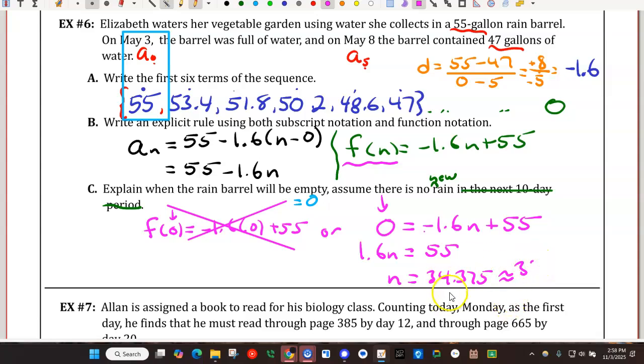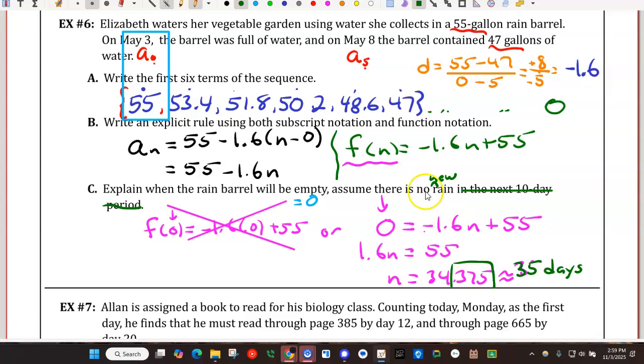After 34 days, how much will be left? Yeah, if we use 34 days, there's still going to be this much left, the 0.375. So it's actually going to take us another day, 35 days. So after 34 days, there'll be just a tiny little bit left. And then as soon as we start watering on that 35th day, that's when we'll run out of water, assuming it doesn't rain at all and doesn't fill up at all.